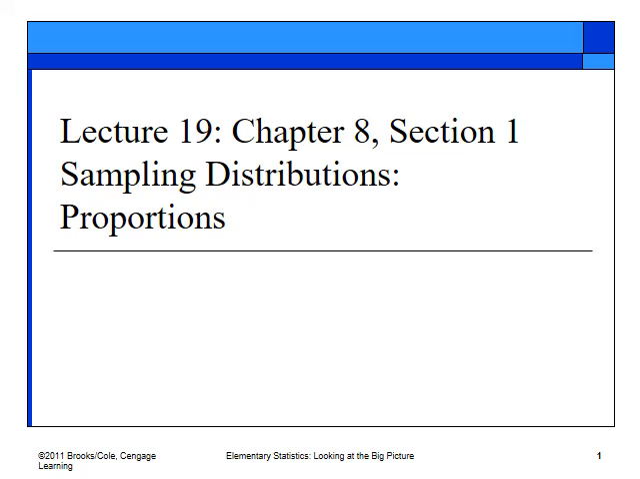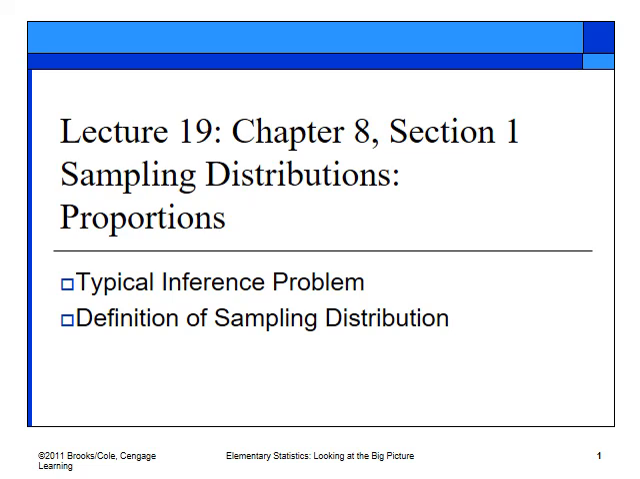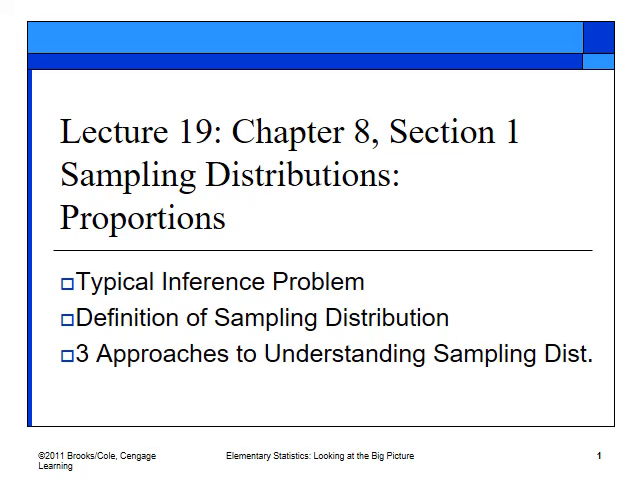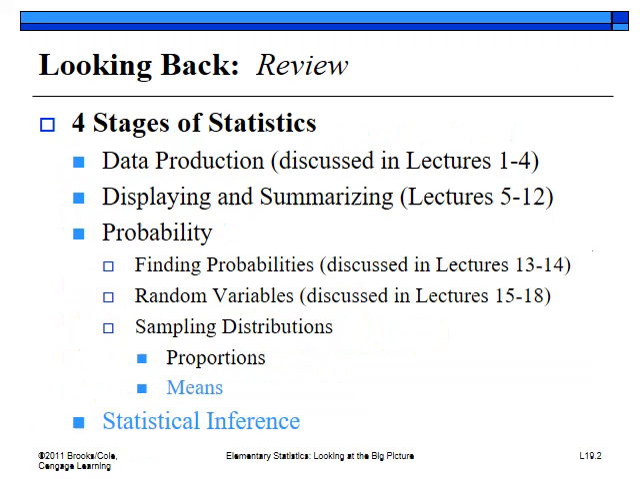This video covers section 1 of chapter 8 on sampling distributions of proportions. We'll start by looking at what a typical inference problem will look like. We'll define the sampling distribution. We'll use 3 approaches to get at sampling distributions, and we'll apply the empirical rule. In the 4 stages of statistics, we are still in probability, and we're talking about proportional sampling distributions.